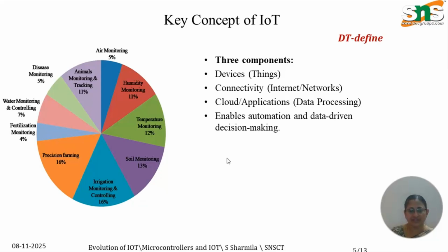The next one is connectivity. This refers to the communication technologies that allow devices to send and receive data. Examples include Wi-Fi, Bluetooth, RFID, 4G or 5G networks and low power networks. Next is cloud and applications. This is where data is stored, analyzed, visualized and used to trigger actions. Cloud platforms such as AWS IoT, Google Cloud IoT and Azure IoT Hub play an important role. Together, these components enable automation and seamless information flow across systems.